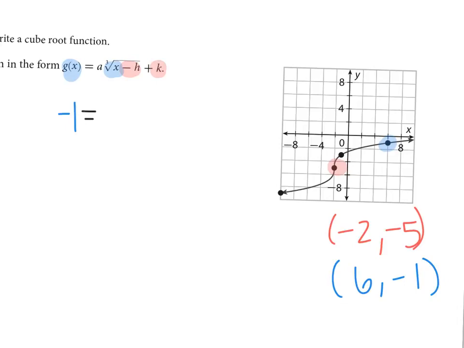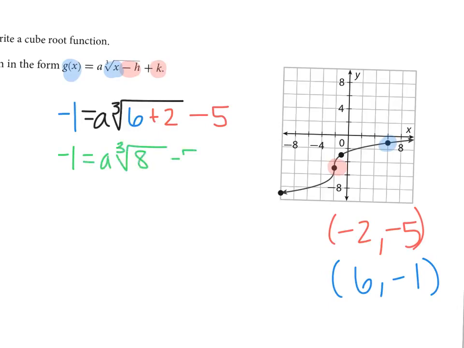a, because I don't know what a is, times the cube root, that's how we say that, of x minus h. So that would be for us 6 minus -2, or 6 plus 2. I got to switch that sign there. And then plus k, so -5. And I get to do some math. So I have -1 equals a times the cube root of 8 minus 5.